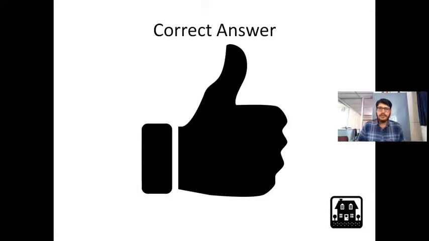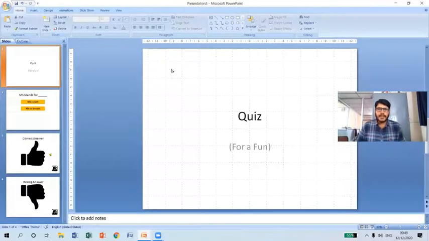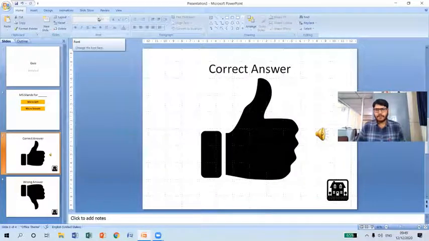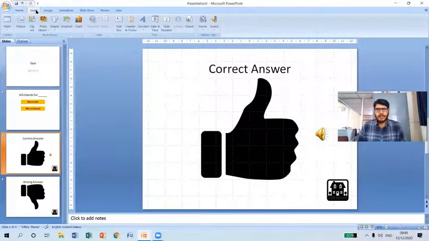So this is how we can provide links to various slides and various objects, and how we can set actions for the objects, and also how we can include sounds by using the media clips group. Hope you have understood the various options which are available in the Insert tab.